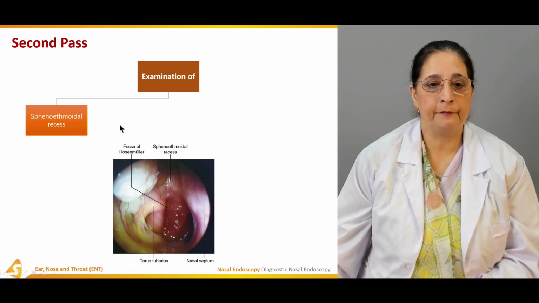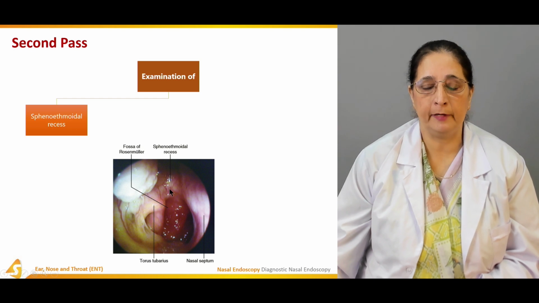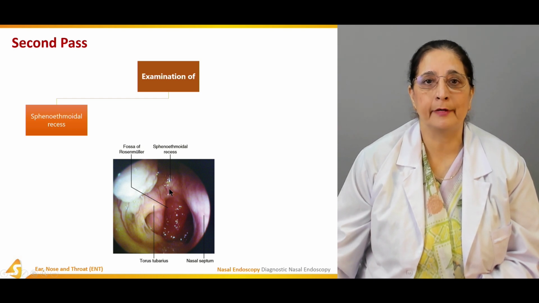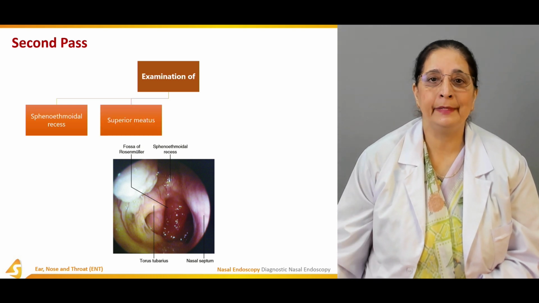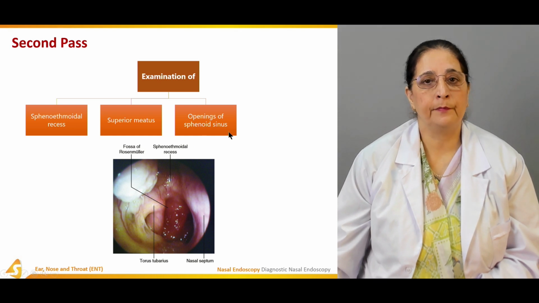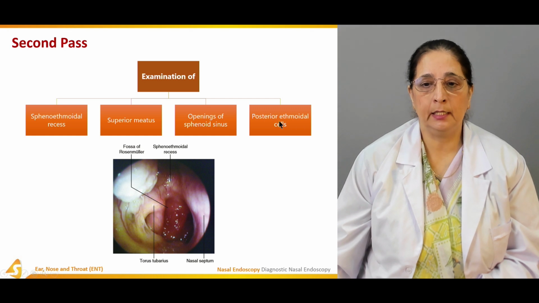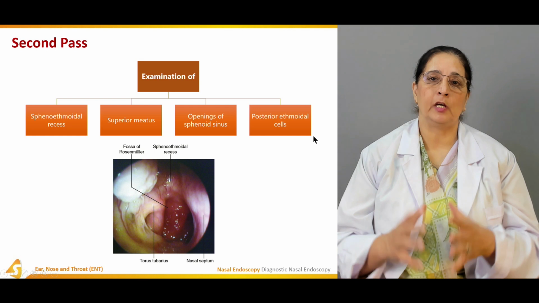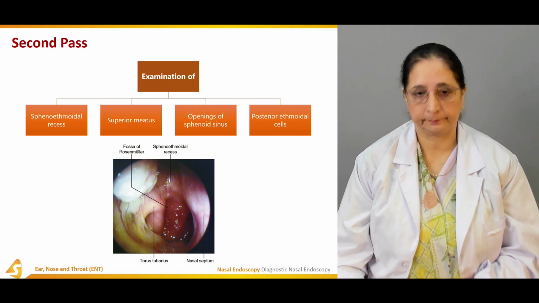Examination of sphenoethmoidal recess. This is the sphenoethmoidal recess. Superior meatus. Opening of sphenoid sinus and posterior ethmoidal cells. So all these are the structures examined in the second pass.